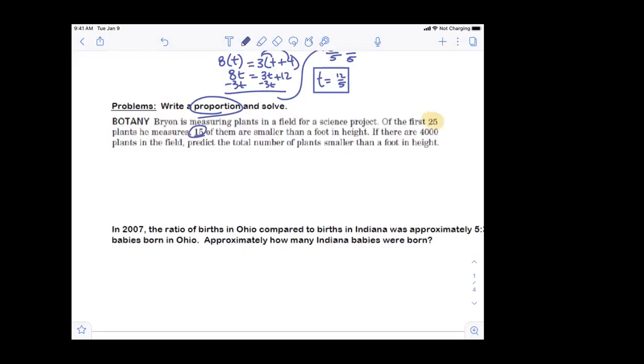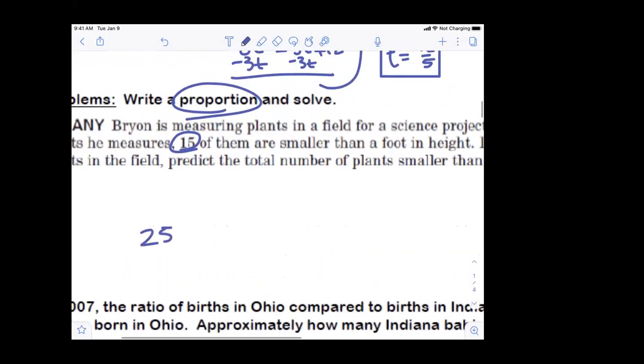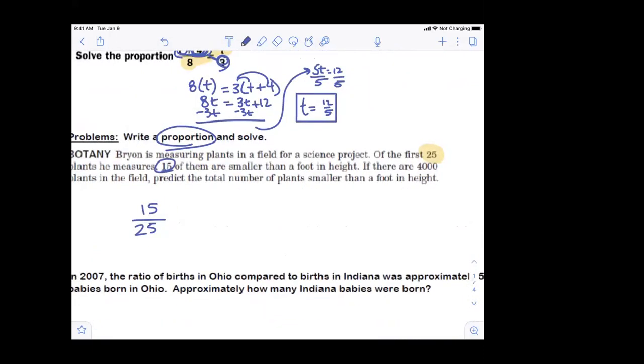If I can help it, I like my proportion to have the biggest number, the total, on the bottom, and the more specific number on top. So I'm going to make it 25 on the bottom and 15 on top. 15 is the specific number of plants that are smaller than 1.5 feet.